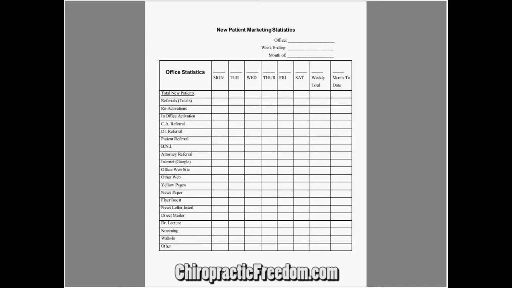So the office website, and if there's anything else you're doing with the web, other web, yellow pages, newspaper. You can see here it's just the different lists: doctor, lecture, screening, walk-in, other. Again, this is a digital sheet that you'll get. If you're not doing any lectures and you're doing something else, just go ahead and put in what you're doing there and take that out. But every single new patient has to be accounted for in their source with unbelievably high accountability.